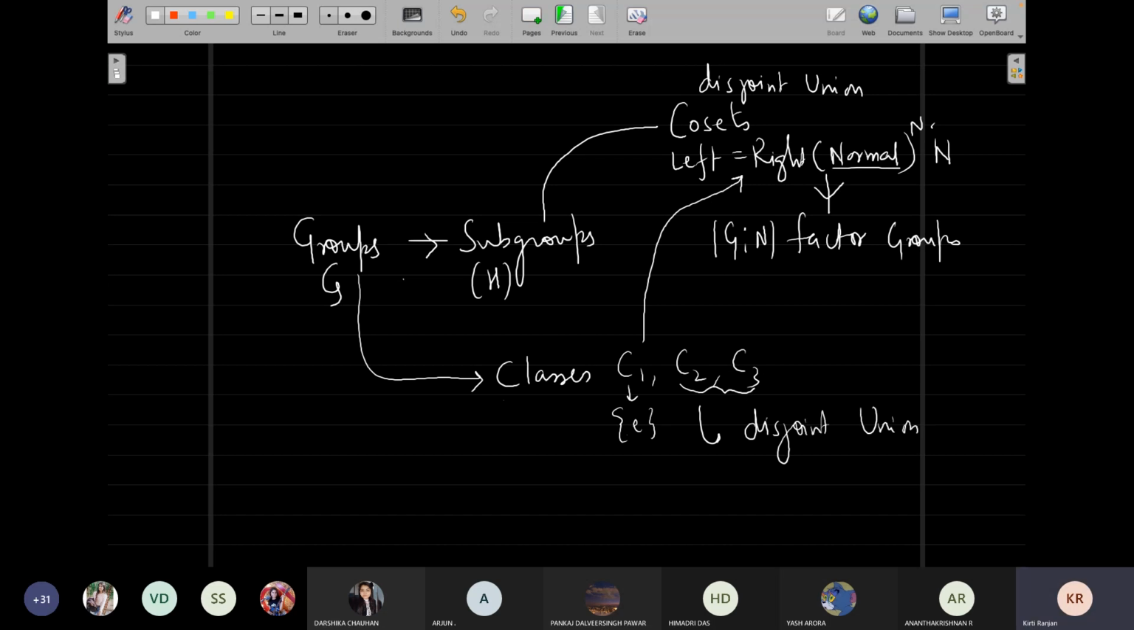So this is what we have done up to now: we have tried to understand the properties of the groups by dividing them into disjoint unions and came up with the concepts of normal subgroups and the factor groups. So at this point, I will take a pause and I will let you ask questions.